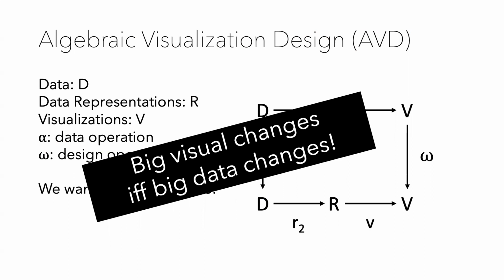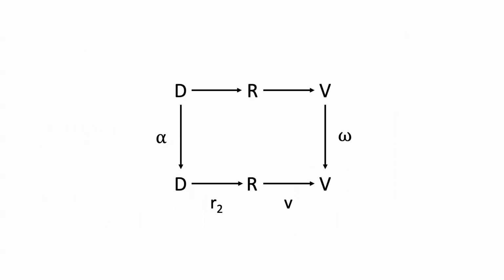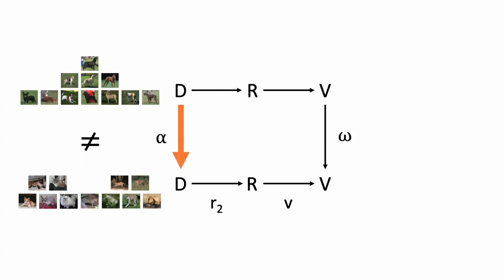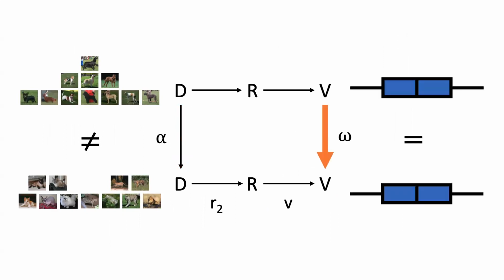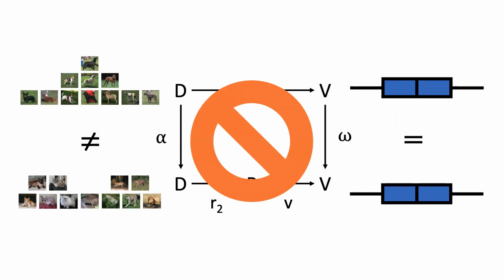So just to show you a really brief working example of how you could use this diagram, I'm just bringing up our cats and dogs from earlier. As we go from unimodal dog world to bimodal cat world, that's a big change in the data. And so we would expect a big change in the visualization as well. And yet we do not see that. So that's an example of a failure of commutation, which suggests maybe we shouldn't be using box plots. So I don't have time to go into all of the algebraic failures we discuss in the paper, but I do want to highlight a couple.